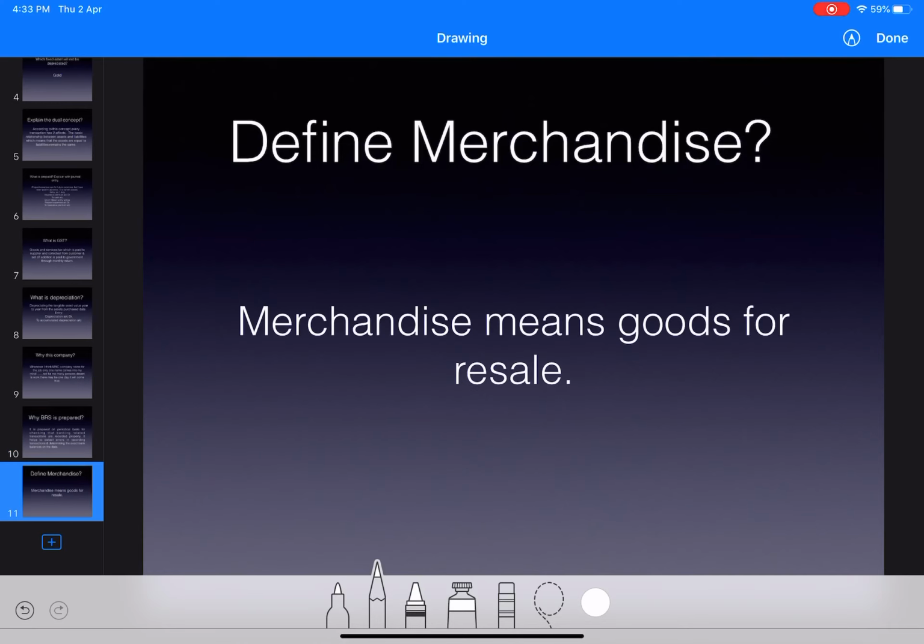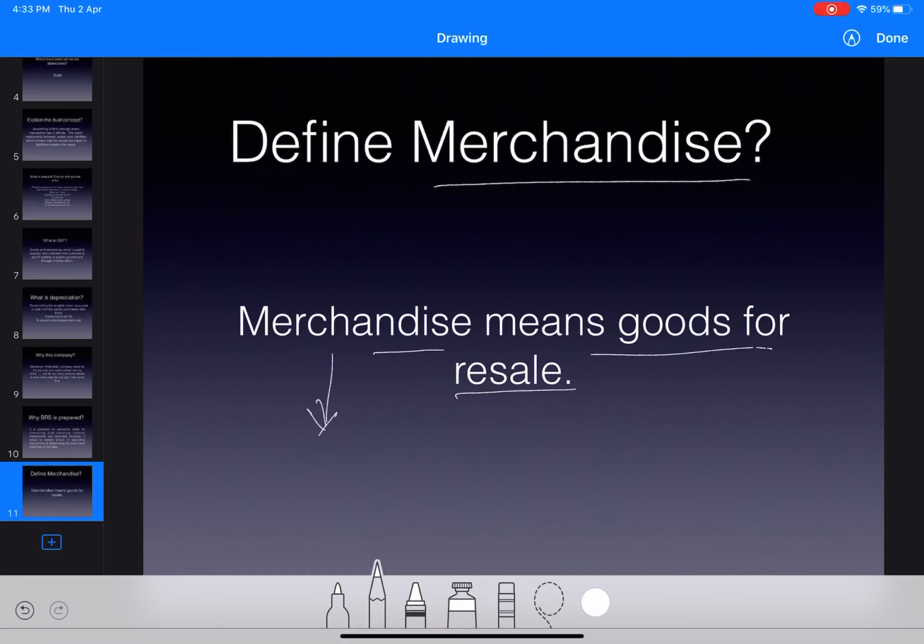Next question is, define merchandise. Merchandise means goods for resale. Suppose you're doing a trading business. You are buying the goods from the supplier and selling them to the customer. That is known as merchandise.